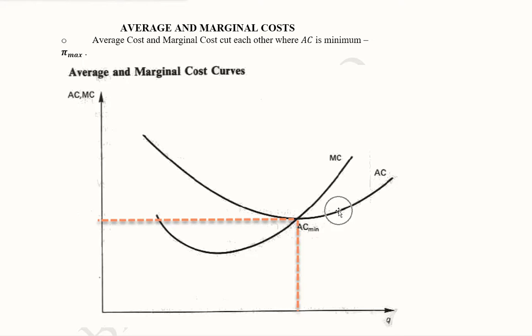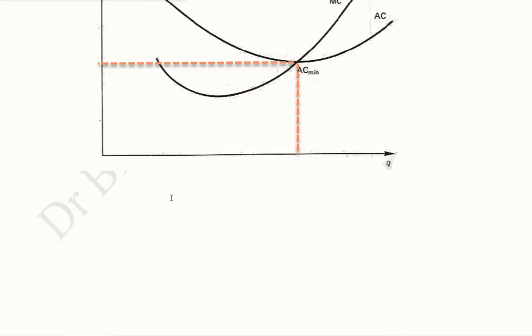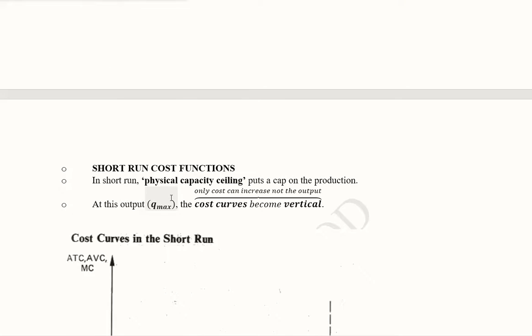Remaining points are higher than this, so we get a certain output level which is minimizing the average cost, which is one of the desirable points that we have in our analysis of the firm. So this can lead to profit maximization when we consider the other variables as well. We shall see this in some upcoming diagrams.